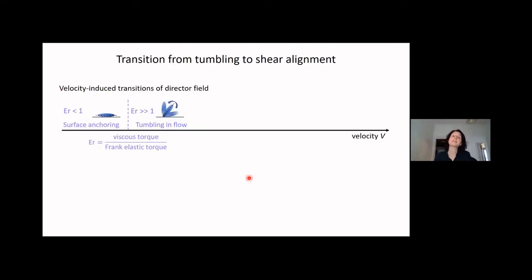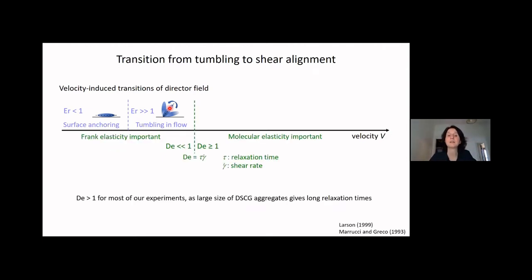And so we can understand this transition from tumbling to shear alignment by looking at the velocity-induced transitions of the director field, where we already know that at Ericksen numbers above 1, the material is in this tumbling state. Now, traditionally, we describe the liquid crystal dynamics in terms of the Frank elasticity, or the Leslie-Ericksen theory, which takes into account the elastic deformation of the 3 distinct deformation modes of a liquid crystal: splay, bend, and twist.